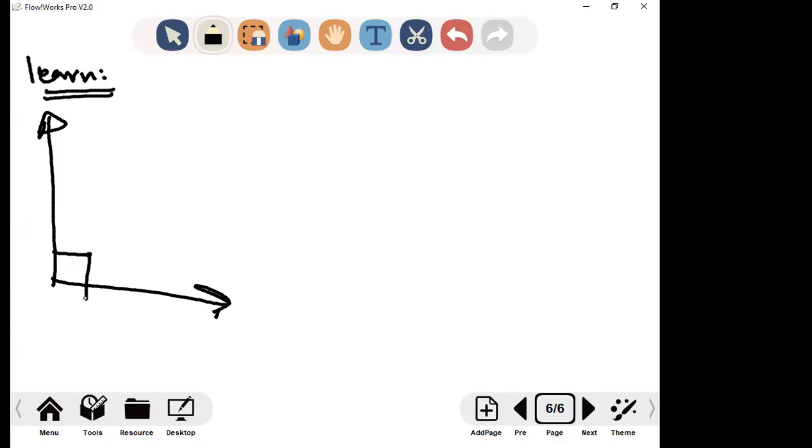Without this square, we cannot judge if it's 90 or not. If you have this one, don't tell me that this is 90. We don't know. Measure it later, I don't care. But is this 90? We cannot know.